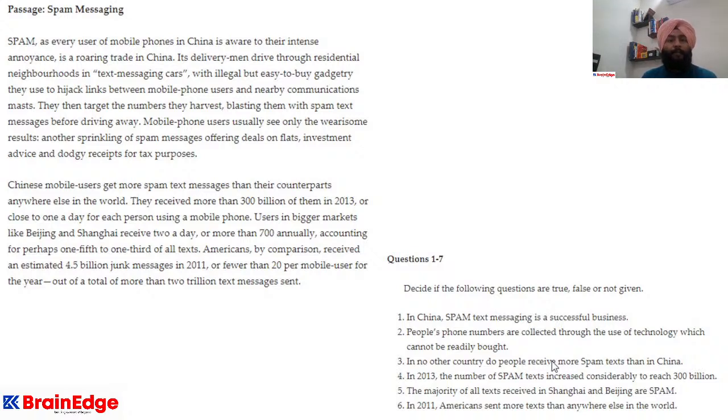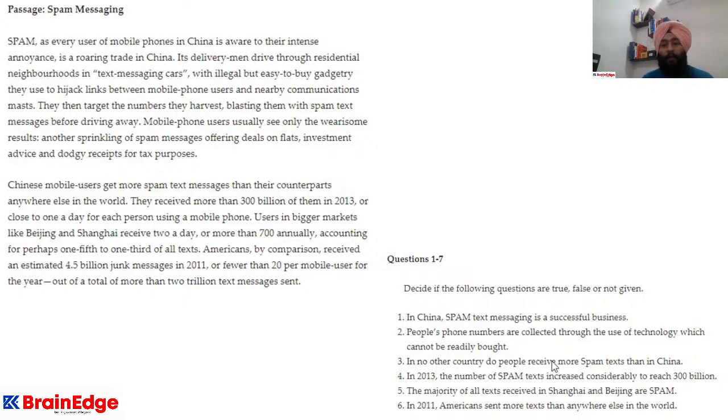They are saying they move towards the neighborhoods with illegal technology. Technology is illegal, yes, but easy to buy. Easy to buy. The question says cannot be readily bought. Totally opposite. The passage says it is very easy to buy gadgets, while the question says it cannot be readily bought. This is a contradiction. So your answer simply is false.